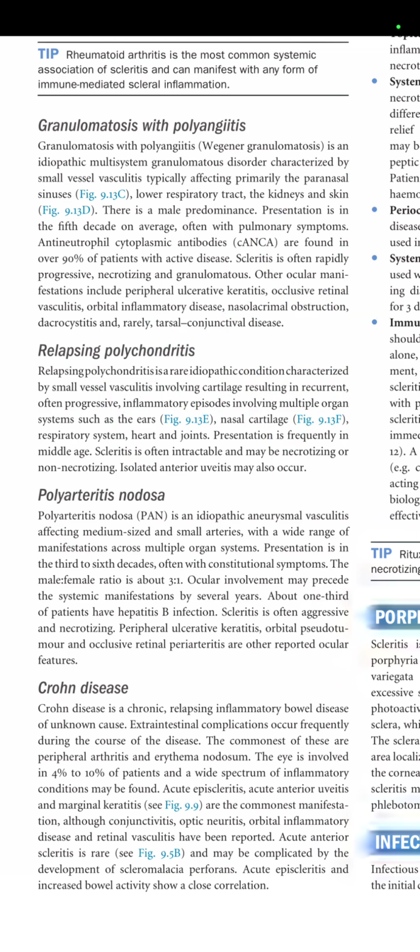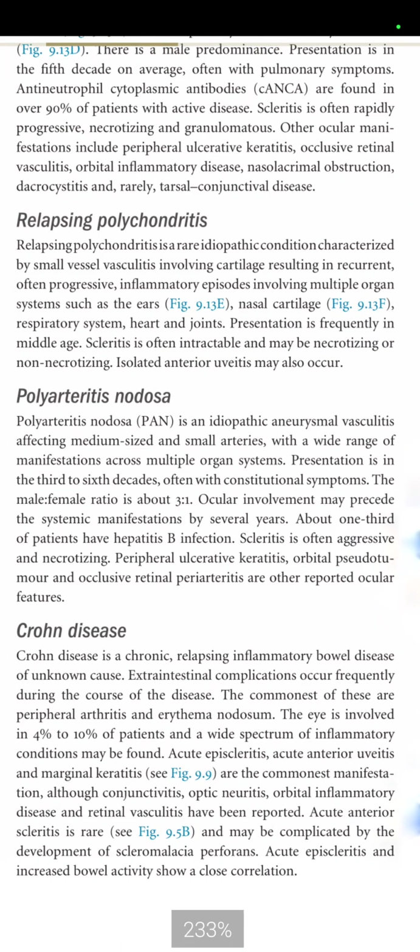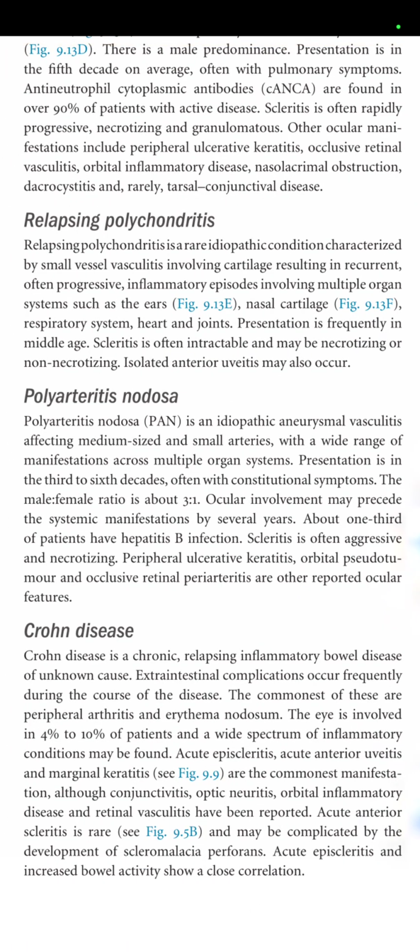So next is Crohn disease. Crohn disease is basically an inflammatory bowel disease. There are two types of inflammatory bowel disease: Crohn disease and ulcerative colitis. Crohn disease involves the mouth up to the small intestines. Crohn disease is a chronic relapsing inflammatory bowel disease of unknown cause. Extraintestinal complications occur frequently during the course of the disease.